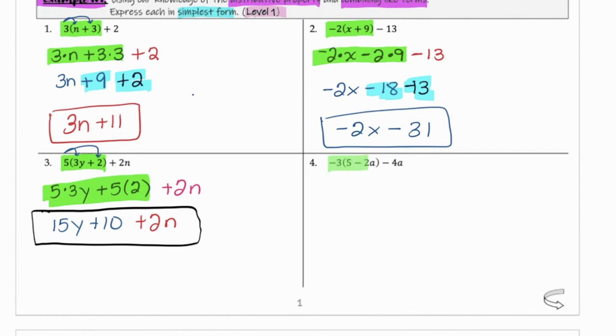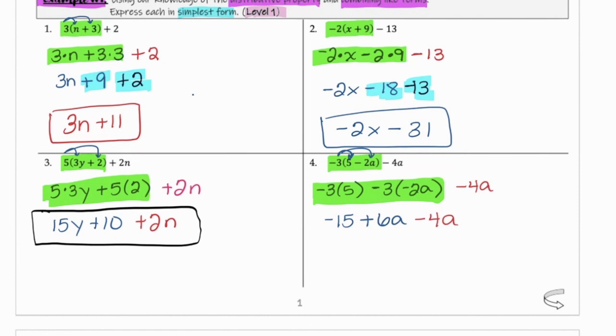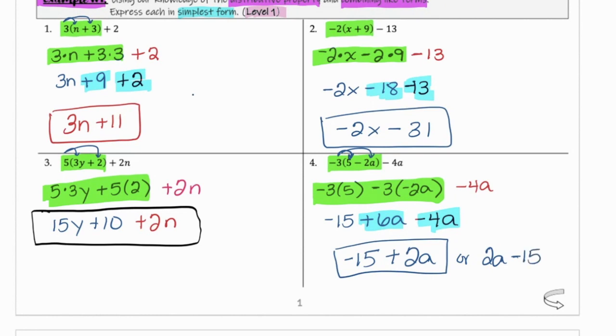Number 4, let's start with that distribution. Drop that negative 4a down. And in this case, we can combine those a's, so I will, giving me a negative 15 plus 2a. Or I could write 2a minus 15 as my final answer.